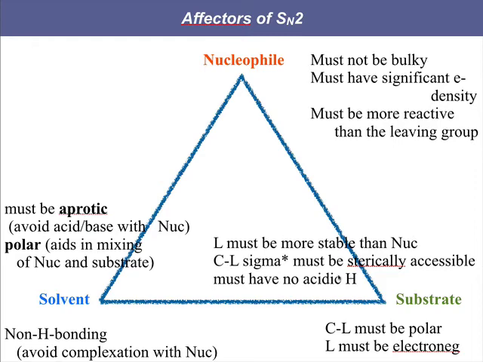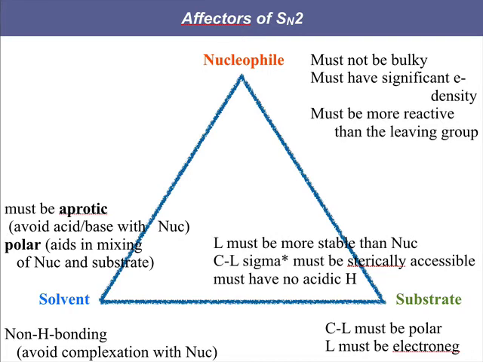I've also referenced solvent a little bit. The solvent must be aprotic. What that means is that it can't have any acidic hydrogens on it. That is the same logic as why the substrate can't have any acidic hydrogens on it. If there are acidic hydrogens around, whether they are on the substrate or on the solvent, the nucleophile will go after those hydrogens. It also needs to be a polar solvent. That will aid in mixing the nucleophile and the substrate.